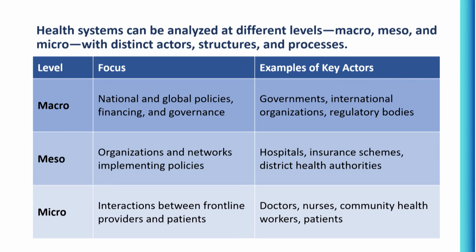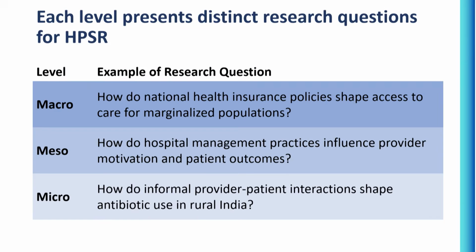The meso level is organizations and networks implementing policies, so hospitals, insurance schemes, district health authorities, and the micro level is really that interpersonal interaction, different kinds of health workers, right? Here are some examples of questions, because I think it's always helpful to look at an example. How do national health insurance policies shape access to care for marginalized populations? It's a macro level question because you're looking at a broad policy and what it means for access. It's not telling you anything yet about the methods because you could use very different methods to address this question, right? The meso level: how do hospital management practices influence provider motivation and patient outcomes?